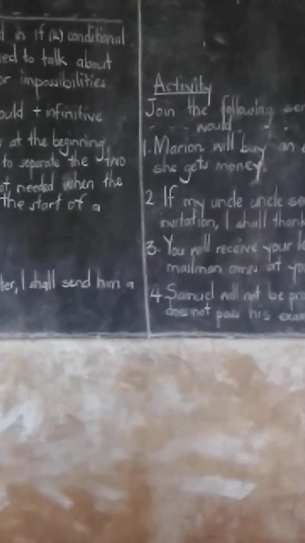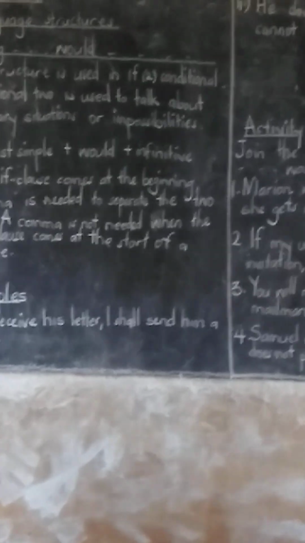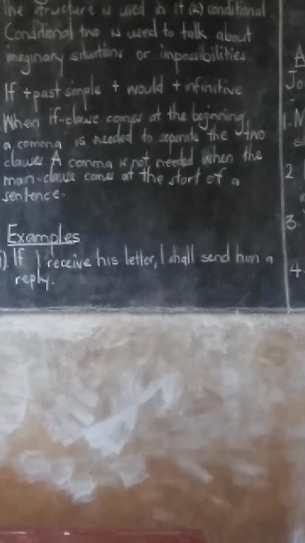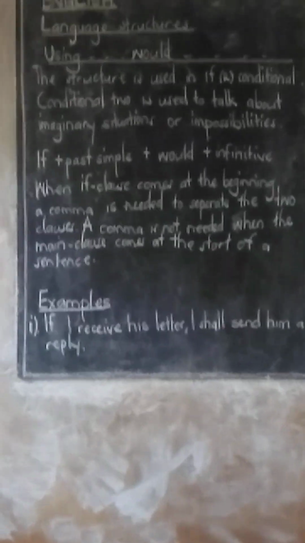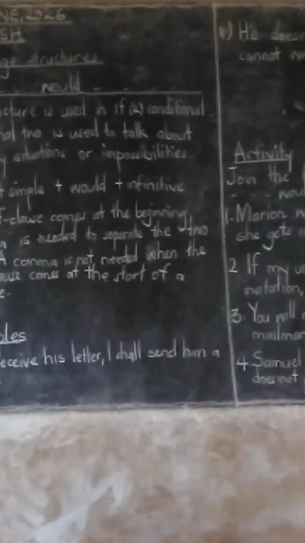Where we are going to get shall, it is going to be changed into a conditional. And the conditional we are talking about is who? Would. So our sentence becomes, if I received his letter, I would send him a reply. If I received his letter, I would send him a reply.